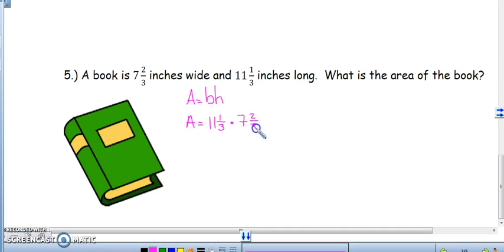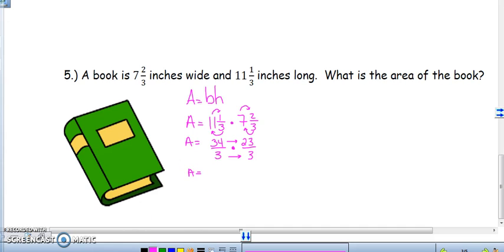Okay, just as we do every day with our fractions, what do I have to do with these fractions? I need to turn them into improper fractions. So to do that, I multiply 3 times 11, I get 33, and I add 1, so that's 34. I multiply 3 times 7, I get 21, plus 2 is 23. Now, do I need to do any flipping with multiplication? No. I am done with it. All I have to do is multiply straight across.